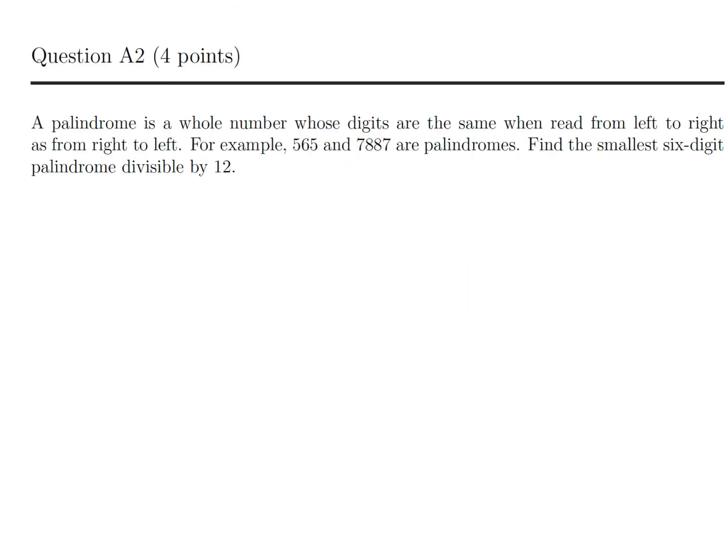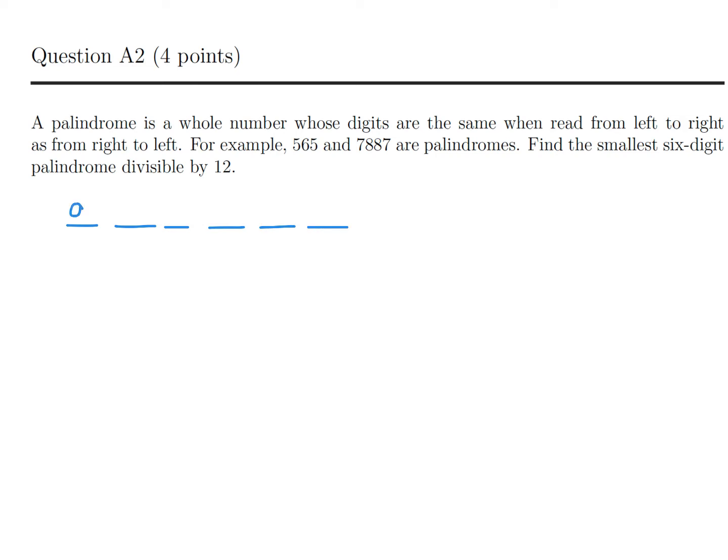Question 2. A palindrome is a whole number whose digits are the same when read backwards or forwards, left to right, right to left. For example, 565, 7887 are palindromes. Find the smallest 6-digit palindrome divisible by 12. 1, 2, 3, 4, 5, 6 digits.